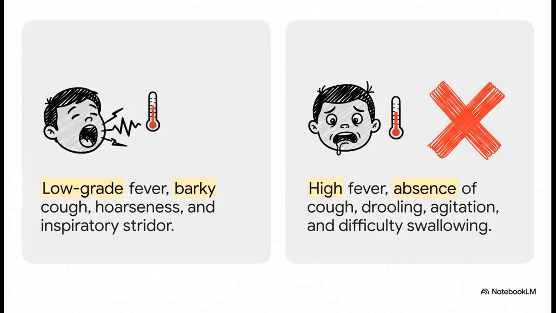Okay, if you're going to screenshot one thing today, this is probably it. Croup versus epiglottitis. You have to know this table inside and out. Croup gives you that classic seal-like barky cough with a low-grade fever. Epiglottitis, it's the total opposite. Think high fever, and this is the key, the absence of a cough. Instead, you're going to see that tripod position, drooling, and a whole lot of agitation.